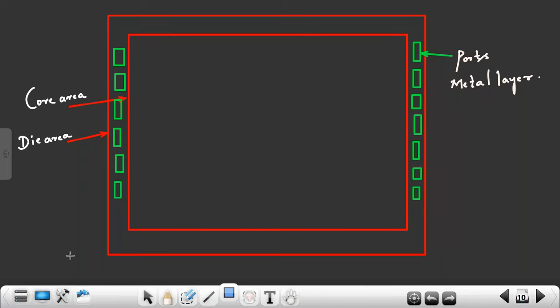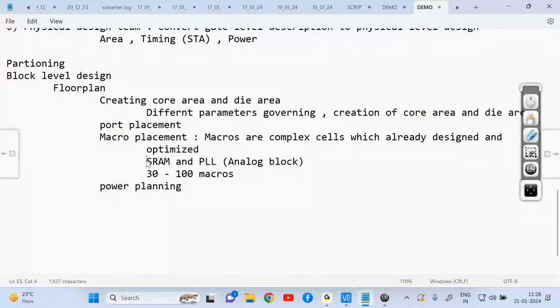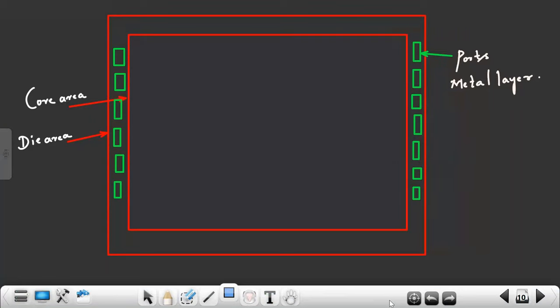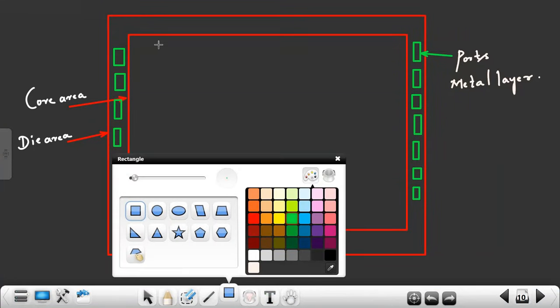That is called as what? These are called macros. So macros, if you have any, please place them first. Please place the macros.